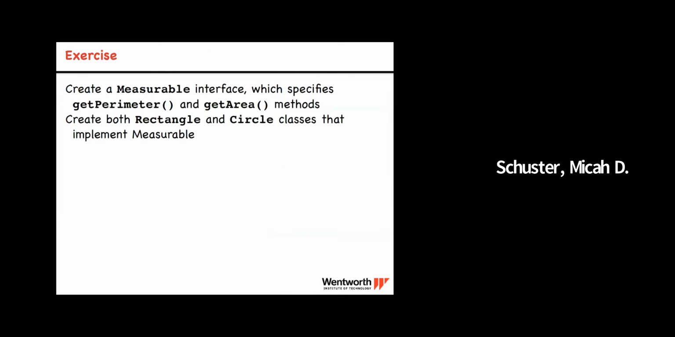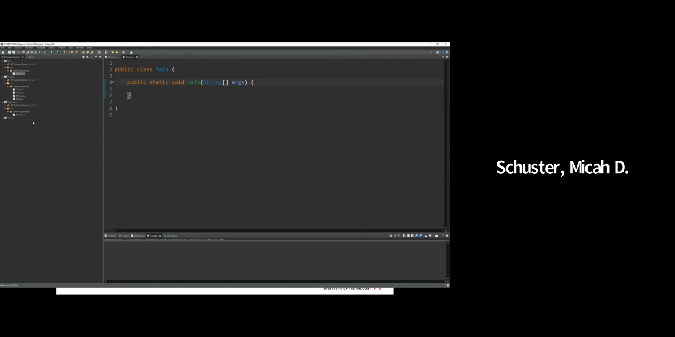All right, so I think the next one here is an example that we're going to code up. So we're back to the dumb example of the rectangle and the circle, but we're going to use an interface along with this. And then I'll show you what the usage would look like. We're going to use a measurable interface, which has two methods, get perimeter and get area. Then we're going to create a rectangle and a circle class that implement measurable. So if we go over to Eclipse, I've got just a main at the moment.